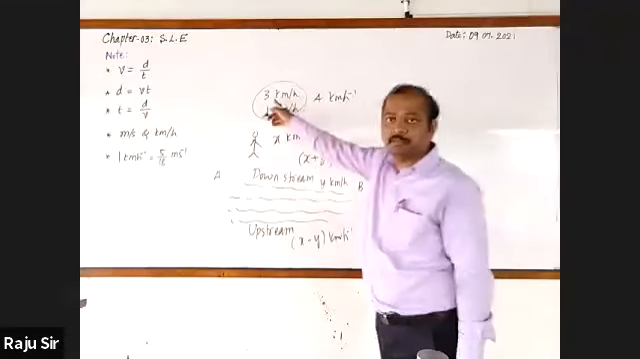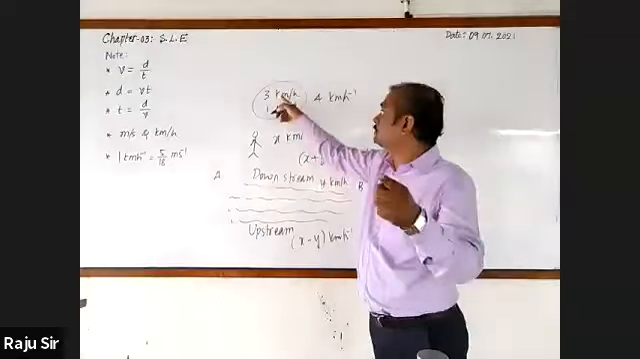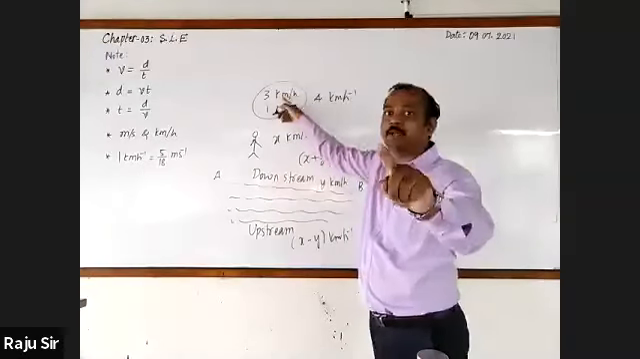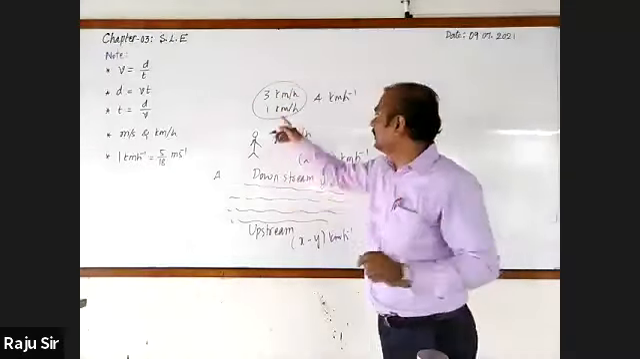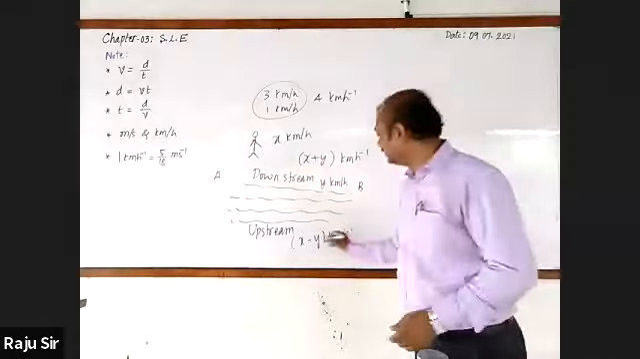I take the same example. You are able to swim at a speed of 3 kilometer per hour in stagnant water. Running water speed is 1 kilometer per hour. You are moving in the upstream. Then what is your speed in the upstream? 2 kilometer per hour.